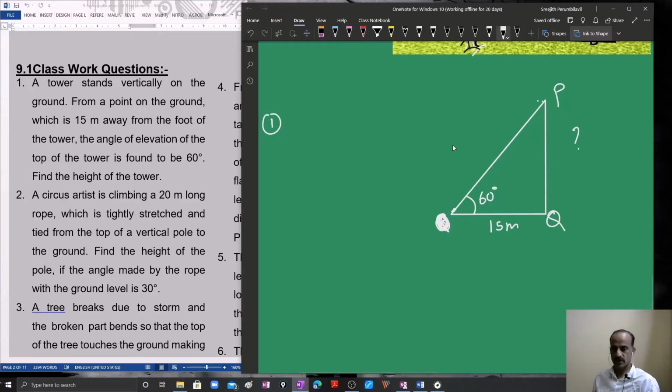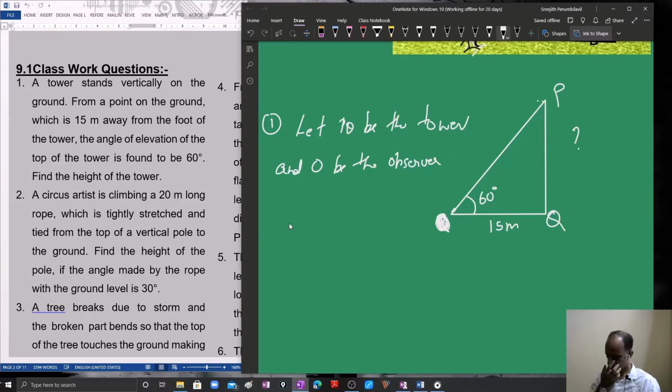So we have to draw a rough figure and then give a brief description about the figure. Every question should have this. Let PQ be the tower and O be the observer.